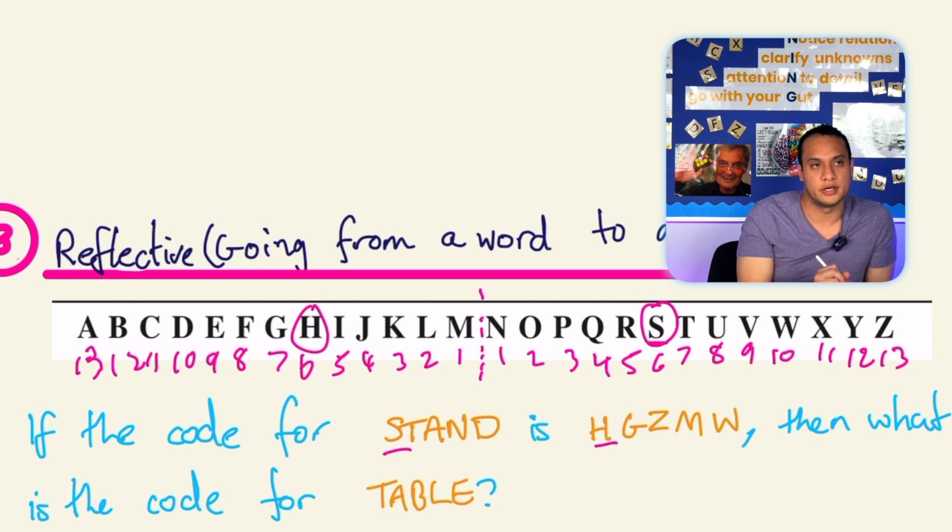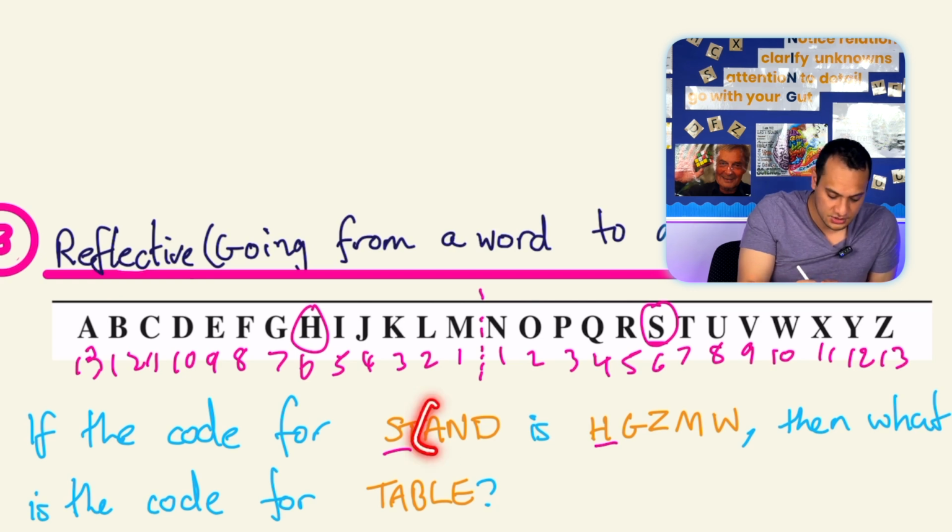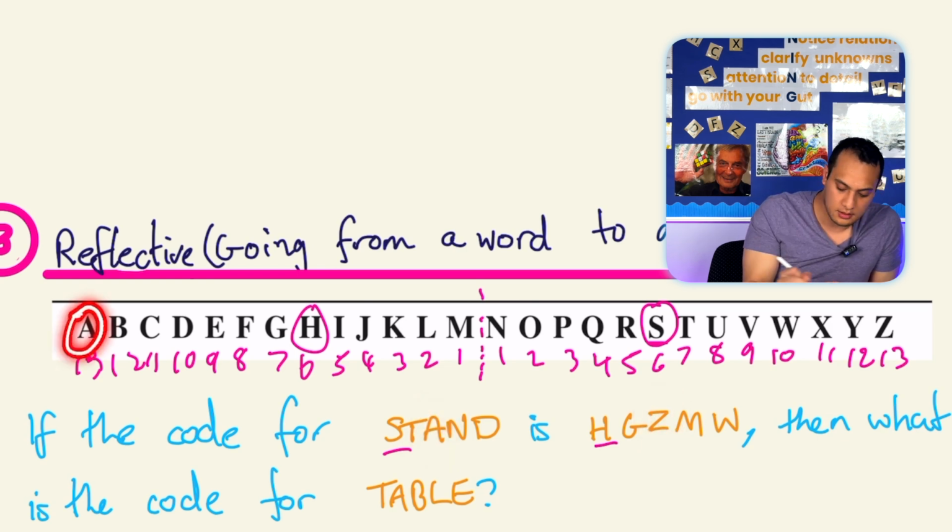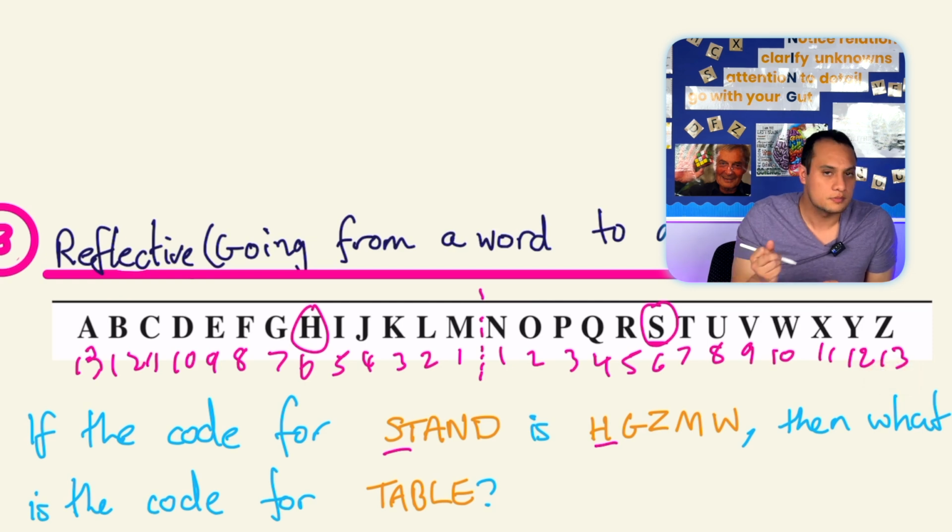So by this point, you should start to pick up that the code is going to be reflective. Maybe do 3 just to be super sure. If we look, our third letter in stand is A, and that corresponds to Z. And as we know, A corresponds to Z. So the 13th position is A, and the 13th position on the other side is Z.